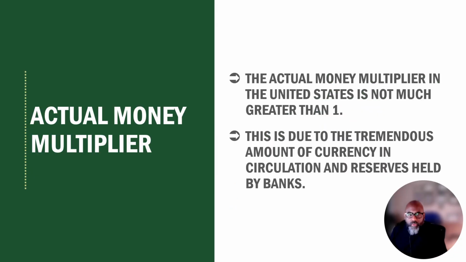So in reality, as we already alluded to, the money multiplier is much smaller than 5. In fact, in the United States, the money multiplier is not much higher than 1. And the reason for this is because there is a tremendous amount of currency in circulation, such as cash held by individuals, businesses, and foreign entities, as well as reserves held by banks.